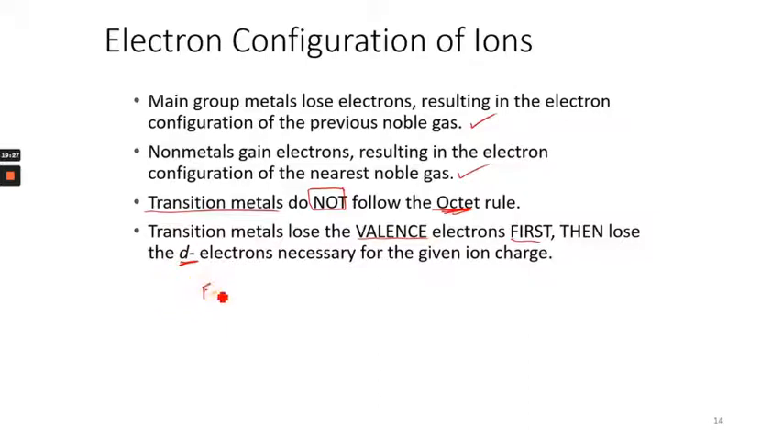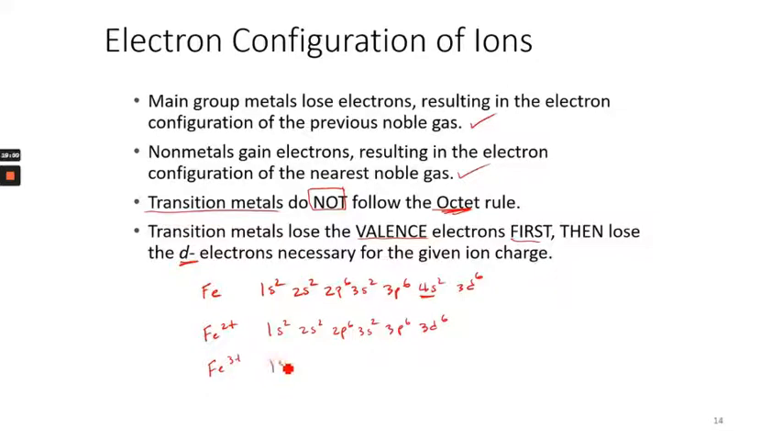So let's look at iron's electron configuration. And let's see what happens when we form iron 2+. We are going to lose the electrons from the 4s first. Notice the 4s is no longer in here. And now if we want to form iron 3+, we could start losing electrons from the 3d.